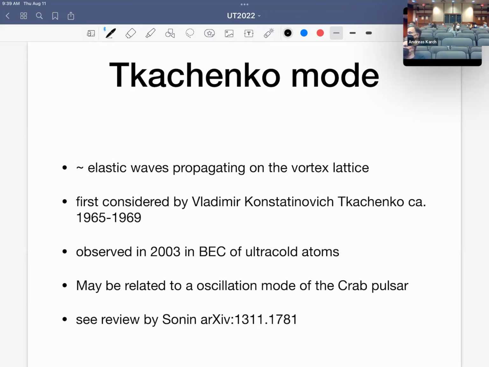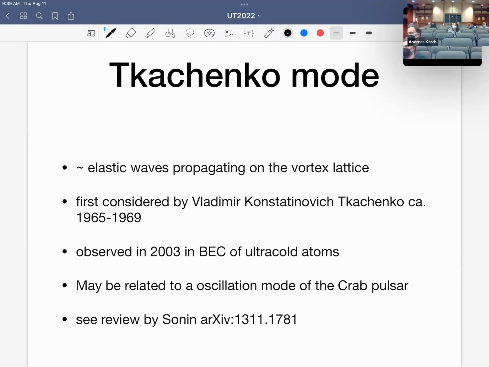So this elastic wave propagating on the vortex lattice was also seen in 2003, I'm not sure about the date, in the BEC of cold atoms, and they've seen this wave almost visually. That is, you make a snapshot of the vortex lattice, and you see a pattern of deformation that's consistent with having a Kachenko mode propagating on it. And a long time ago, it was speculated that the Kachenko mode is also related to an oscillation mode of a pulsar, the Crab pulsar.